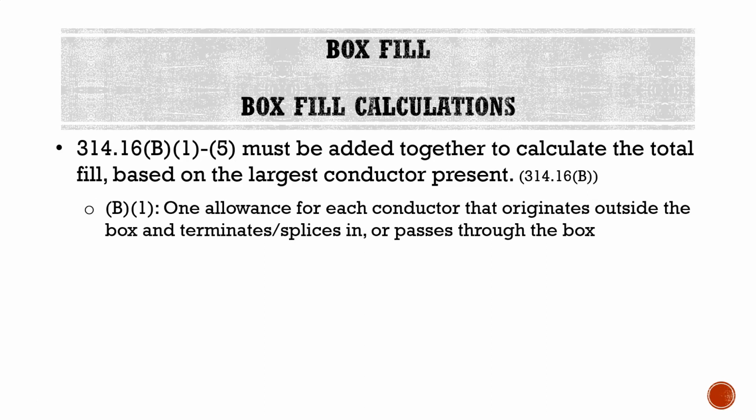So for B1, we're going to make one allowance, and you can think of an allowance as a count or as a wire. Essentially, every allowance is going to take the place of one wire in this box, because that's how much space it needs.